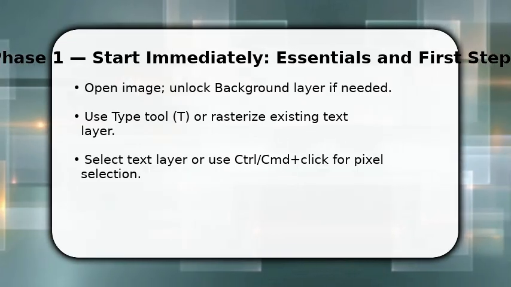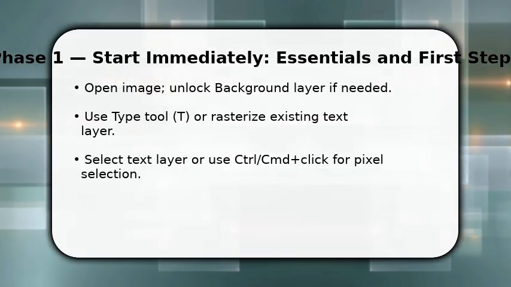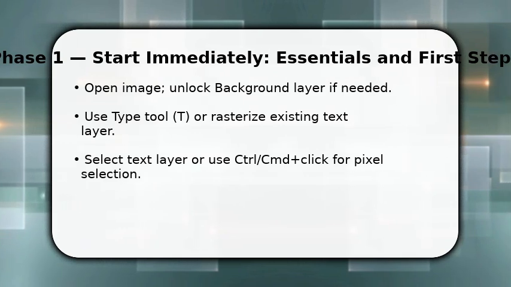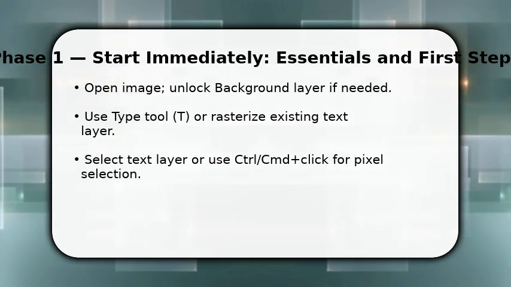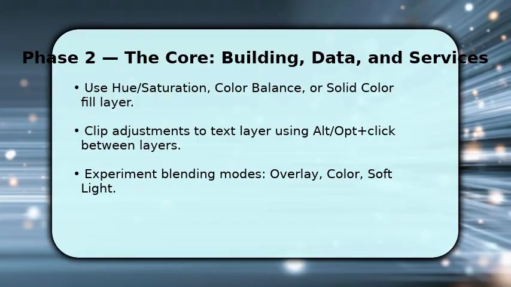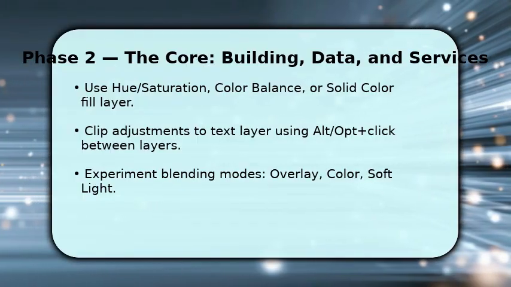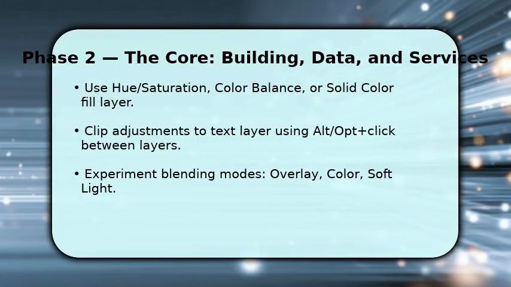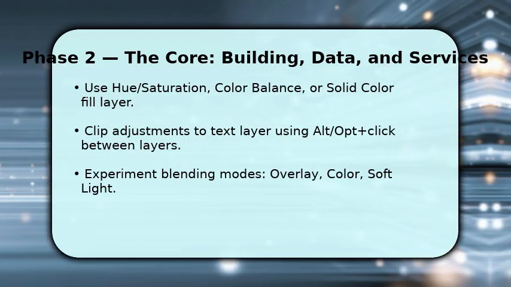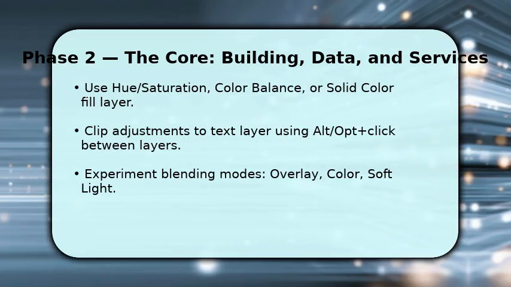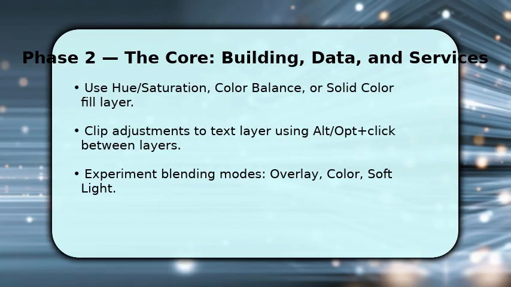Make sure to hide any distracting layers so you can clearly see contrast and edges before moving to color adjustments. Now you apply a non-destructive adjustment to change color. Add a solid color fill or hue/saturation adjustment above the text, then Alt or Option+ click between layers to clip the adjustment so it affects only your text.